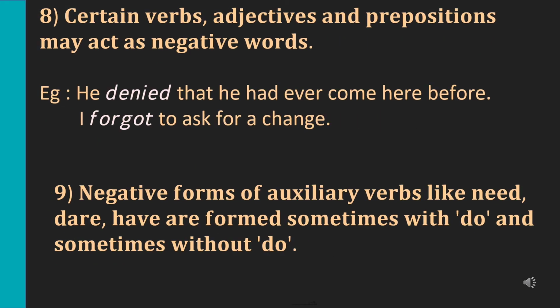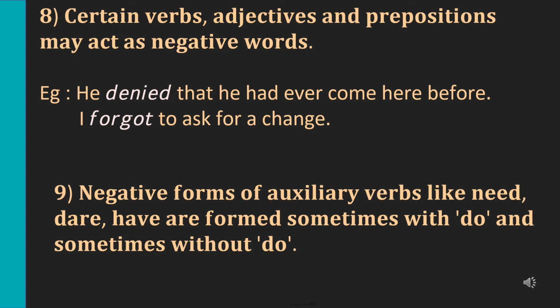The eighth rule says that certain verbs, adjectives, and prepositions may act as negative words. For example, "he denied that he had ever come here before." In this sentence, "denied" is a verb which conveys a negative meaning. The next one, "I forgot to ask for a change." Here, "forgot" conveys a negative meaning.